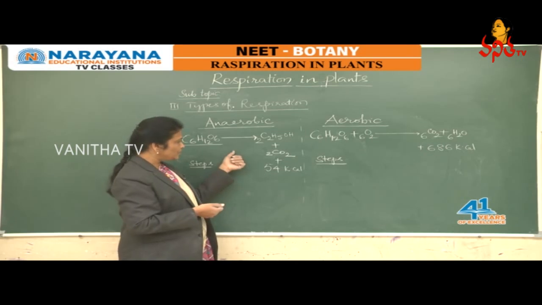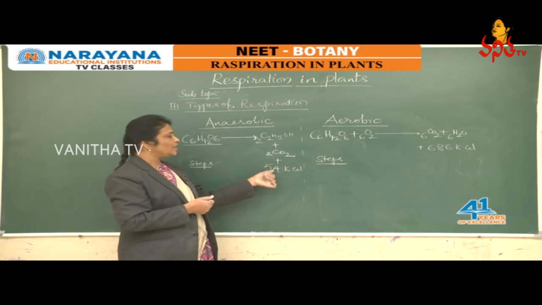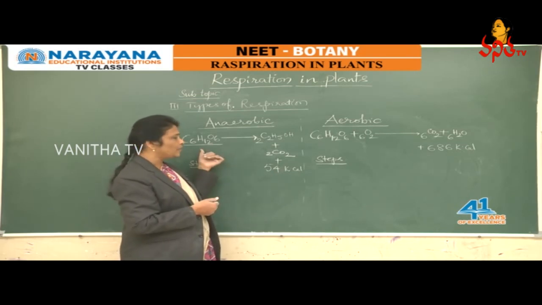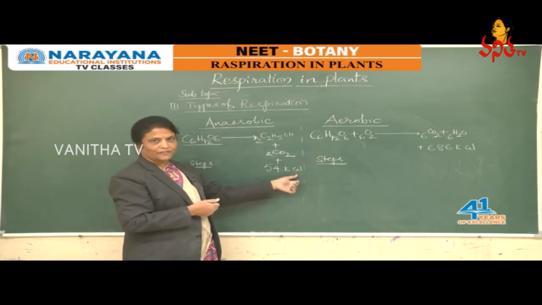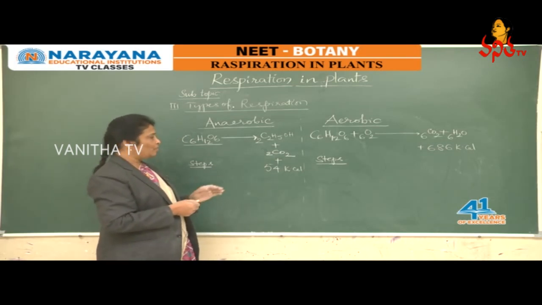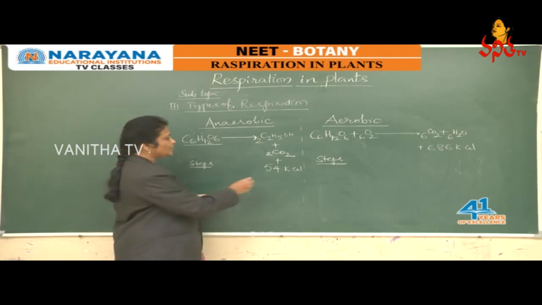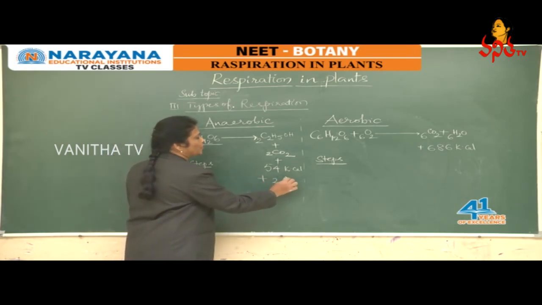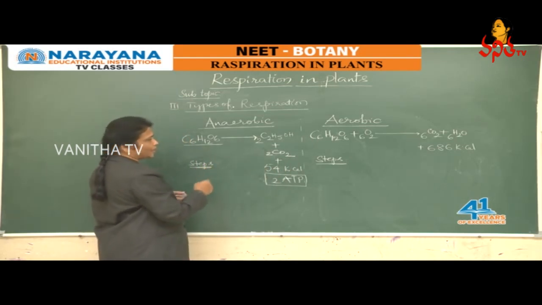During this process, only a very small amount of energy gets liberated from the food material, that is carbohydrate, only 54 kilocalories of energy. And in that 54 kilocalories, only a little amount of energy is packed in the form of ATP, and we get a net gain of only 2 ATP molecules due to the anaerobic respiration of 1 glucose molecule. And what are the steps involved in anaerobic respiration?